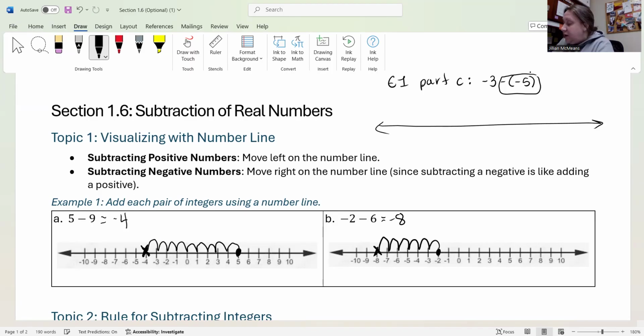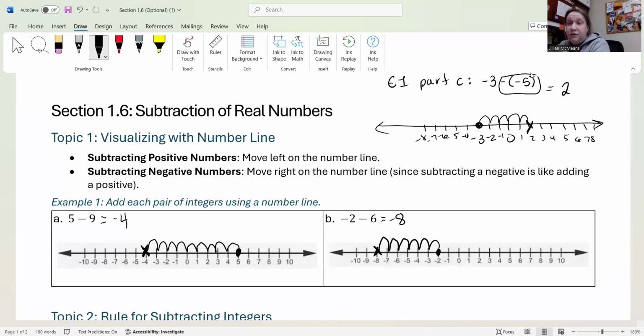So what happens here is we figure out where negative 3 is. So let me label this really quick. All right, so we figure out where negative 3 is. Our first number, you always just plot it. And then because we're subtracting a negative, it doesn't go to the left, it actually goes to the right. So we would move to the right 1, 2, 3, 4, 5, and that puts me here at positive 2.